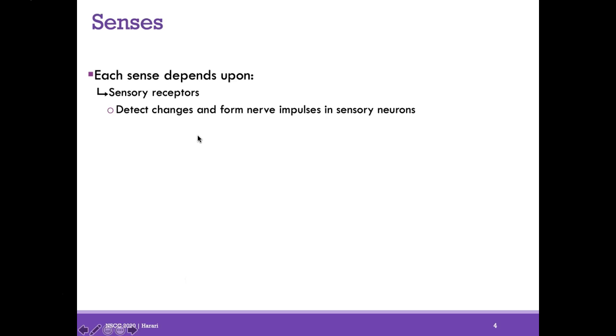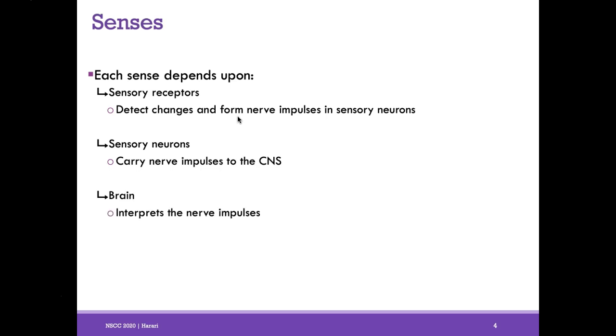So the sensory receptor is any structure that's specialized to detect a stimulus. So it detects a stimulus, it detects a change, and then it will form a nerve impulse in a sensory neuron. So a sensory neuron is a neuron that carries a nerve impulse to the CNS, right? We spoke about that in chapter 12, that sensory neurons are afferent. They carry nerve impulses to the CNS, including the brain. And the brain will then interpret that nerve impulse.